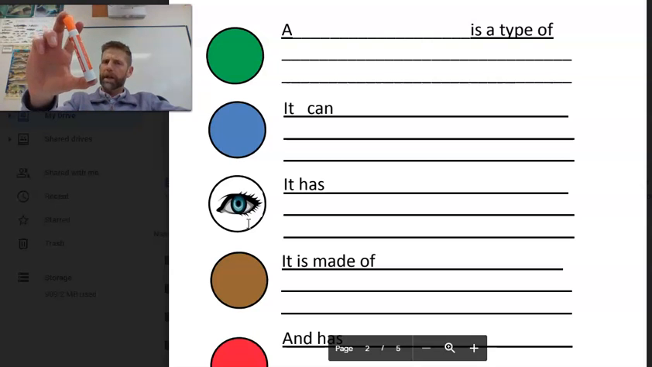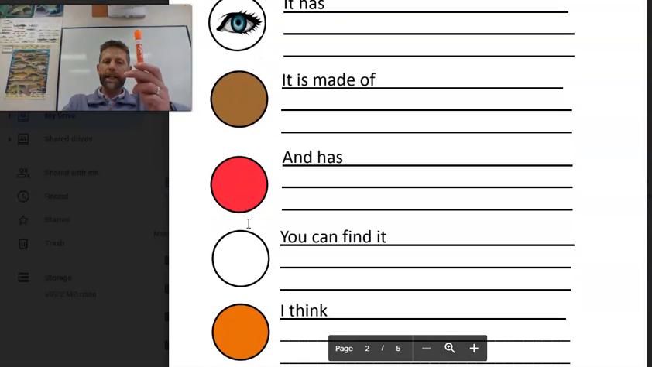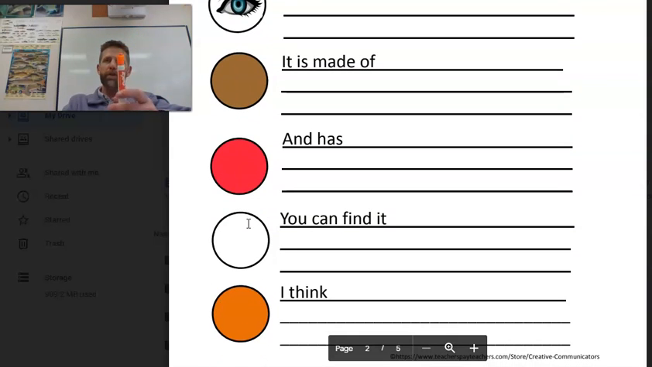What group does it belong in? What can you do with it? What does it look like? Size, shape, color. What's this thing made out of? What parts does this thing have? Where would you find this thing? And one other thing that you know about a marker. Think about it. Fill out that form, take a picture of it, and I want it back in my email or my Seesaw.